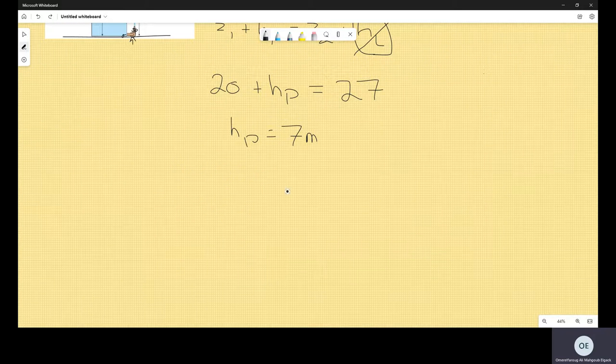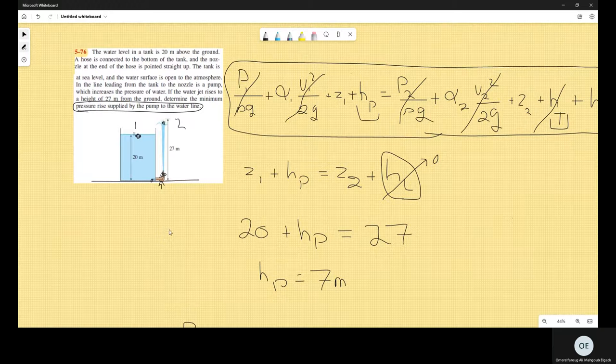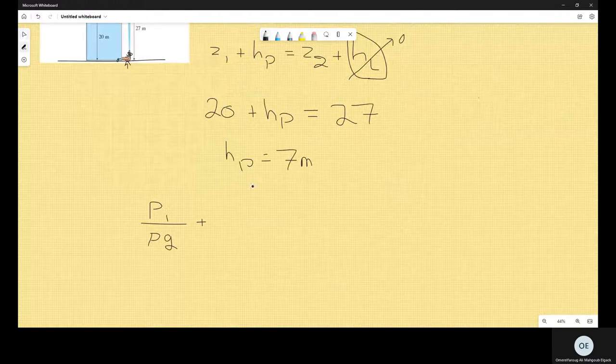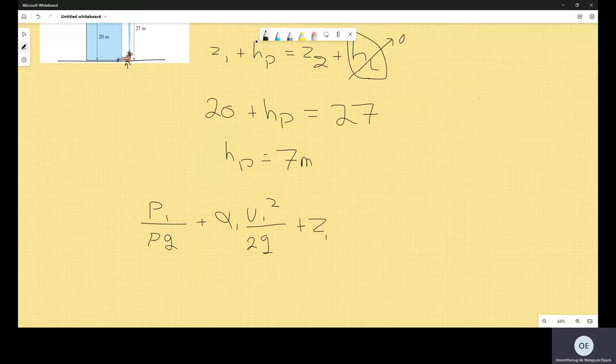Okay, we calculated the head of the pump. Now we will apply the energy equation again between this point and this point, at the inlet and the outlet of the pump. Okay. So you have P1 by rho g plus alpha 1 V1 squared by 2g plus Z1. The head of the pump will not change.